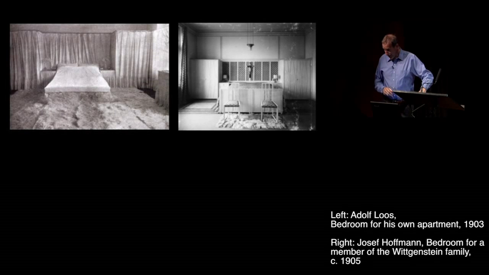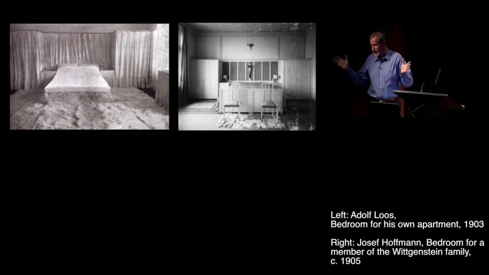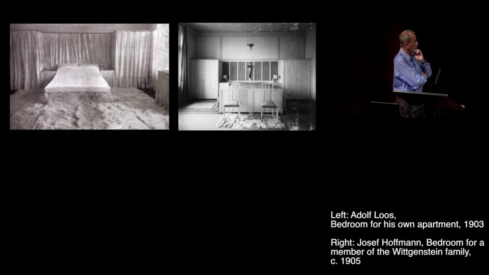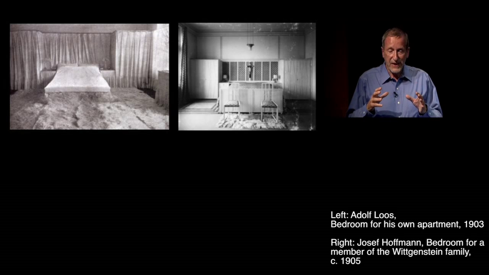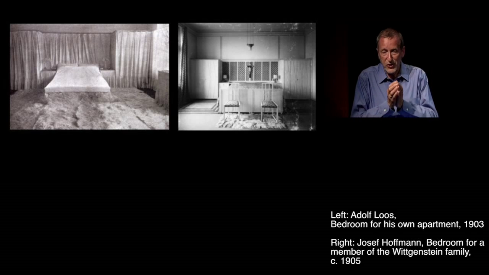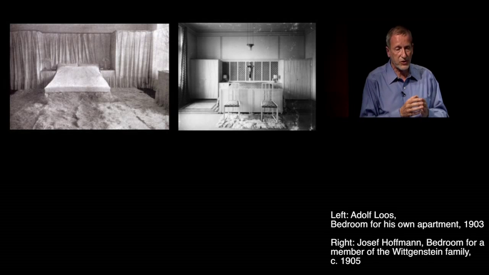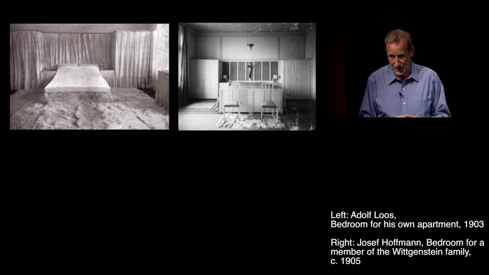Now to show you somehow the differences between the two worlds of Loos and Hoffmann. So Loos, of course, is completely opposed to the idea of the total work of art. He creates his little story to explain why, and it's called The Story of the Poor Rich Man.